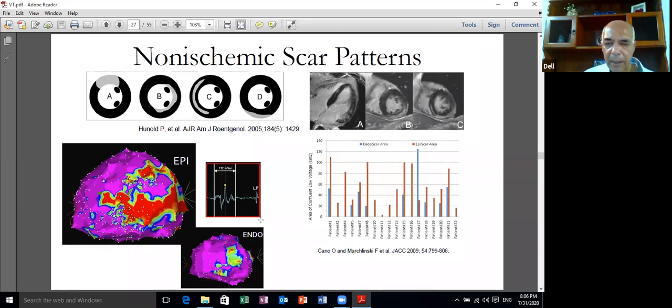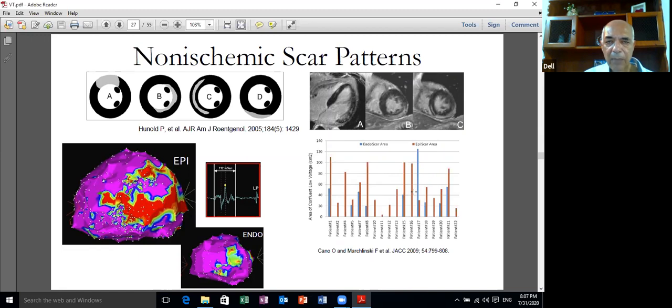On the right side here, you will see a study which was done several years ago. It was 22 patients. They were comparing ischemic with non-ischemic cardiomyopathy. And you will find that in 21 out of the 22 patients with non-ischemic cardiomyopathy, the scar was epicardial rather than endocardial.